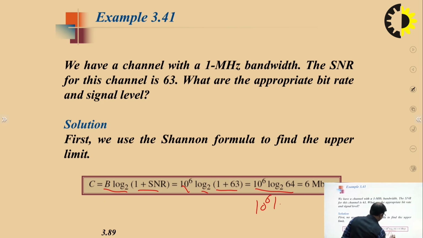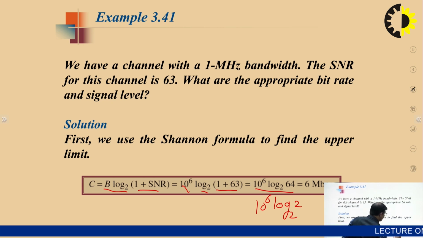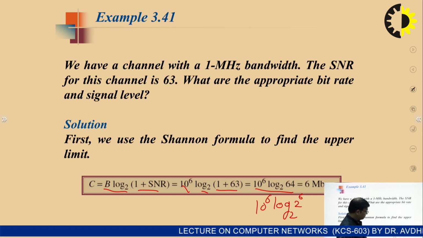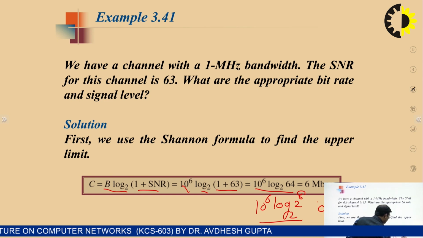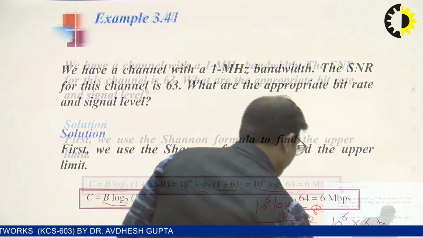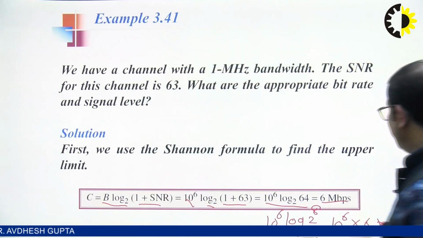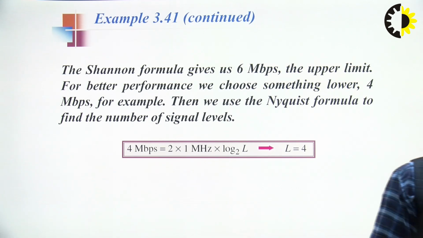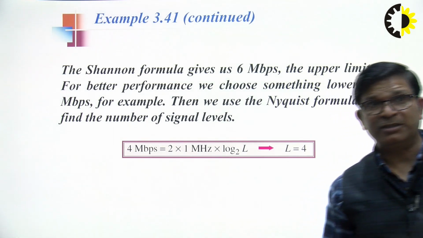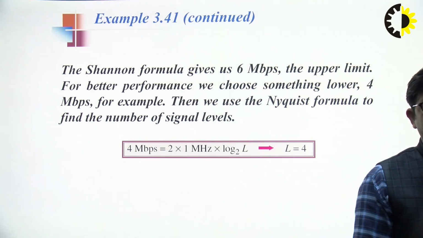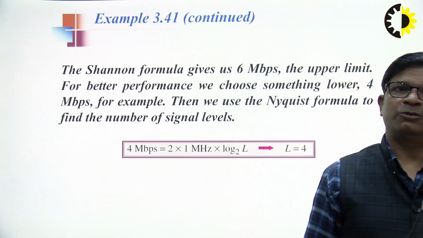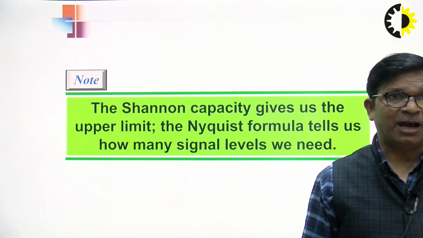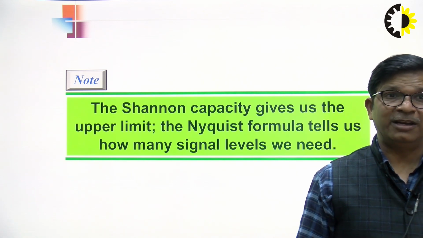10 to the power 6 log 2 of 2 to the power 6. 2, 4, 8, 16, 32, 64. Yes, 6. So it means 10 to the power 6 into 6 into 1, because log 2 of 2 is 1. So 6 Mbps. Okay. Shannon gives 6 Mbps as the upper limit. For better performance, we choose something lower, say 4 Mbps. If we choose a lower rate, then we use the Nyquist formula to find the number of signal levels. So L can be lower. Shannon capacity gives the upper limit, while Nyquist tells us how many signal levels we need.